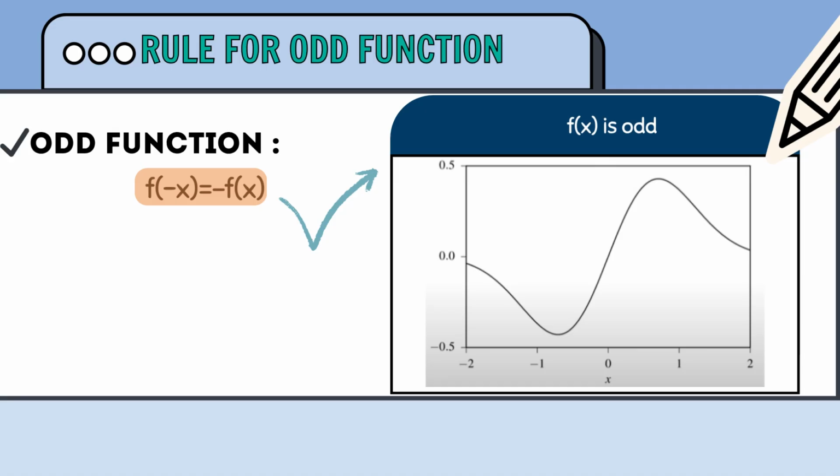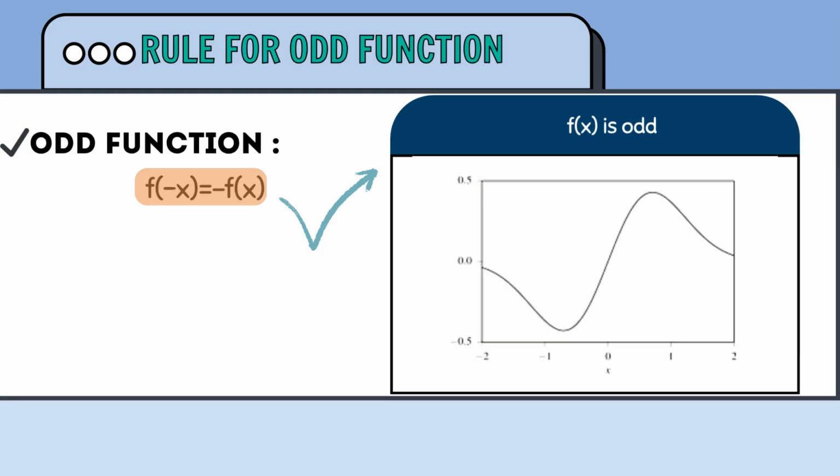Let's illustrate this with the graph. At x equals 0.3, the function's value is positive 0.7. Now, look at x equals negative 0.3. The value of the function becomes negative 0.7. The same pattern holds true for any x coordinate we choose, like 0.5, 0.7, 0.9, or 1.1.